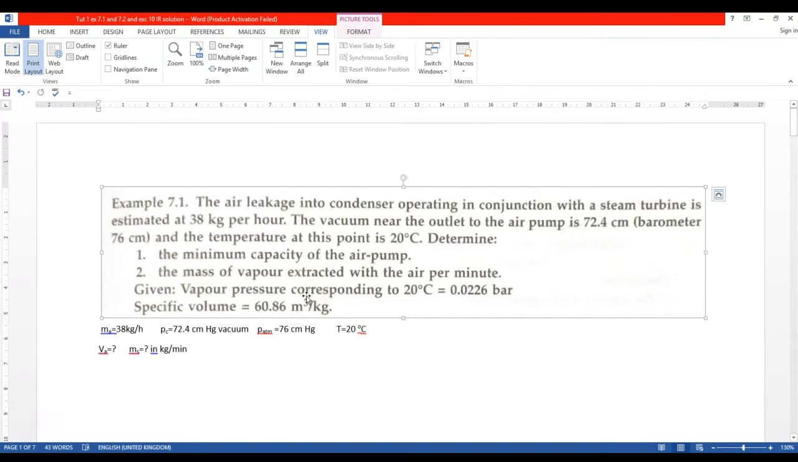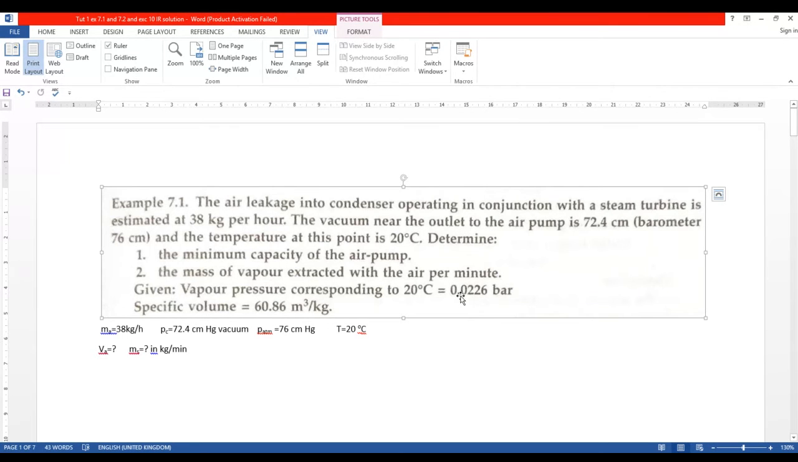Also given is the vapor pressure corresponding to 20 degrees centigrade. So this is PS, partial pressure of steam in the mixture of air and steam passing through the air pump. PS, partial pressure, equals 0.0226 bar. If it's not given, you can find it from the saturated steam table. At T saturation 20 degrees, you find the P saturation 0.0226.